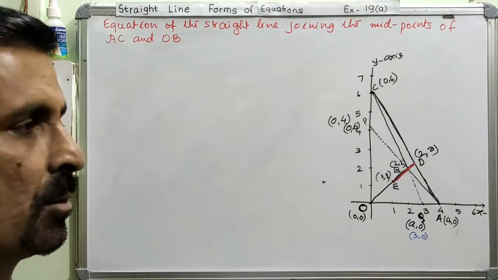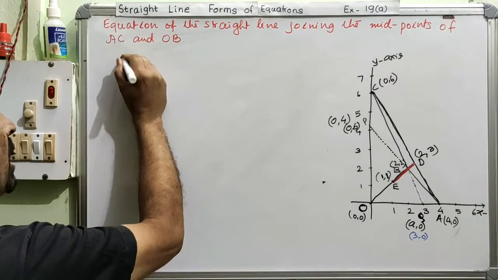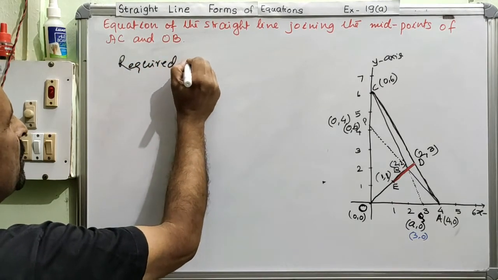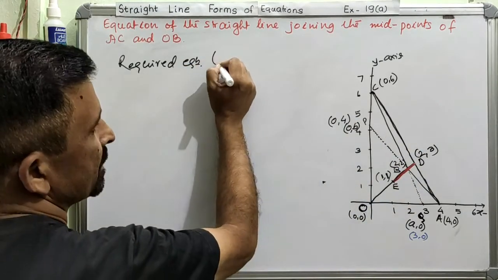Now we have to write the equation of ED. Clear? So the required equation, and what is the name of this line? ED.